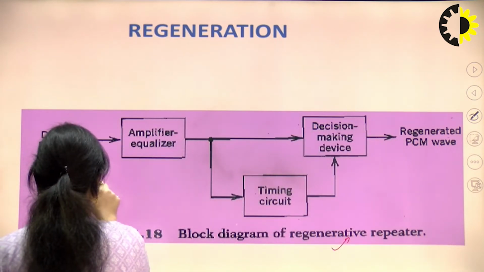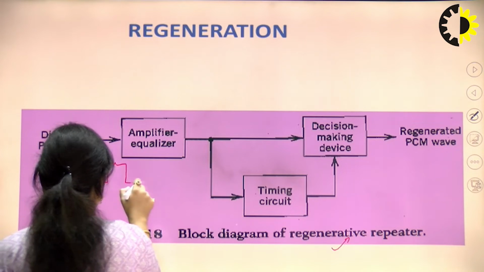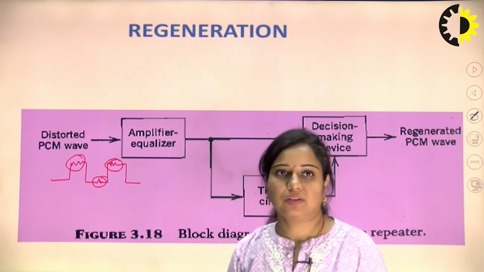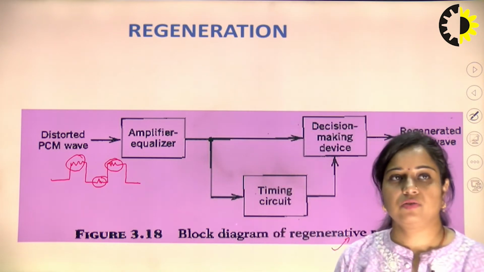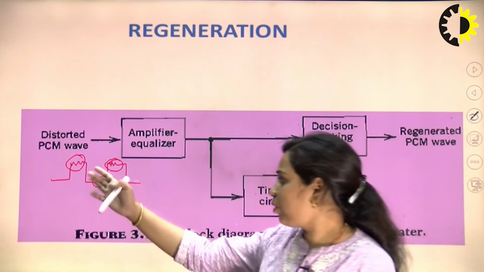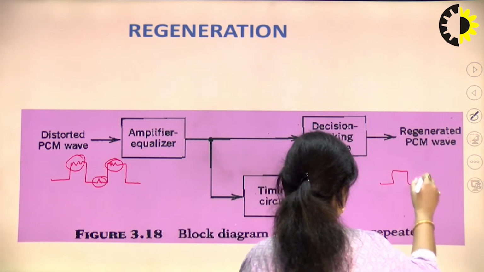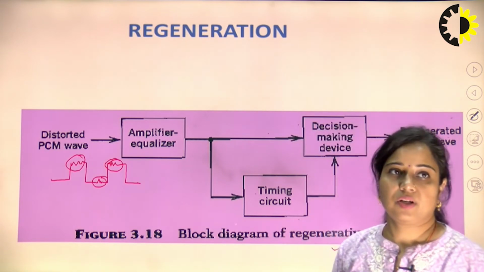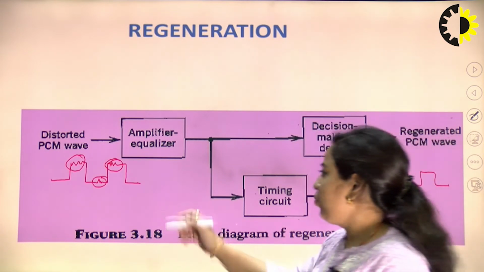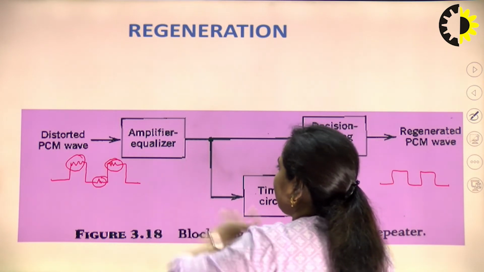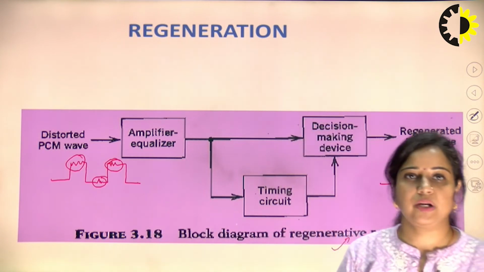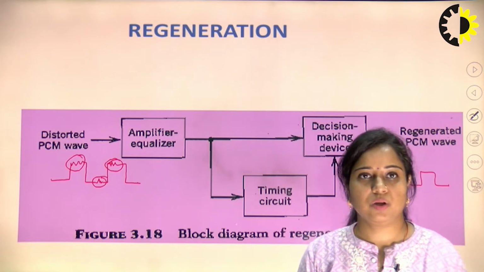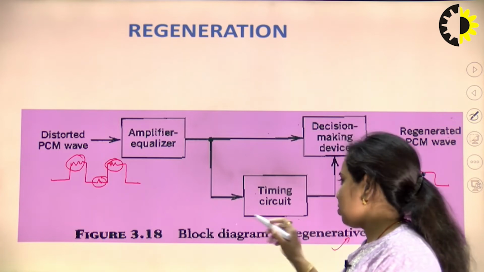The distorted PCM will look somewhat like this. You can see that the amplitude is affected by the noise. The main aim of regeneration is to remove this noise and reconstruct the PCM signal like this one. The first block of the regeneration is the amplifier or equalizer. The main aim of the equalizer is to equalize the effect of noise, to equalize the amplitude. Now, this is passed through a timing circuit.